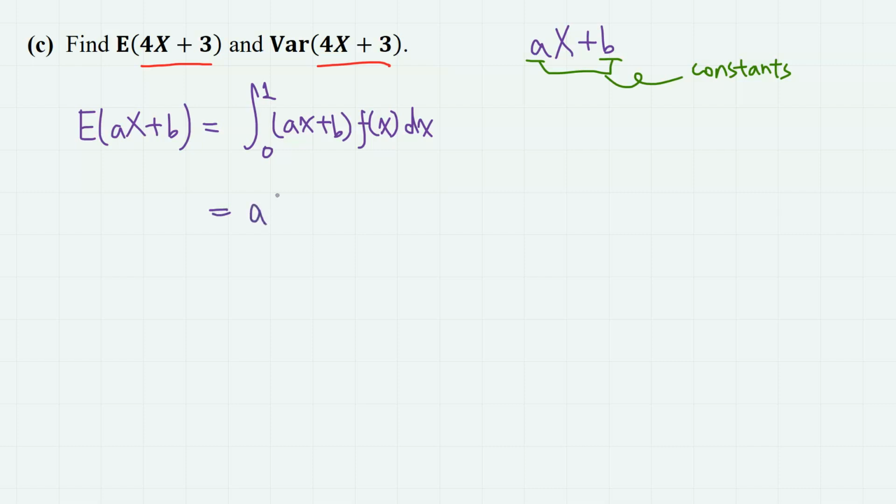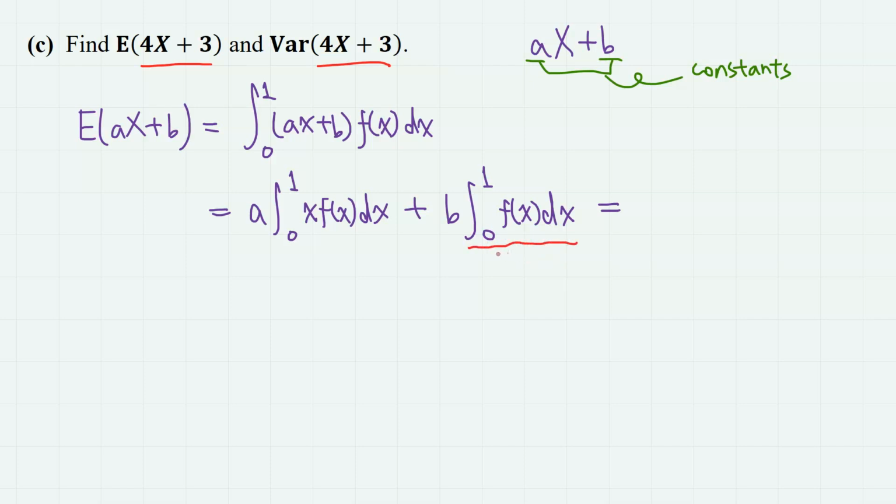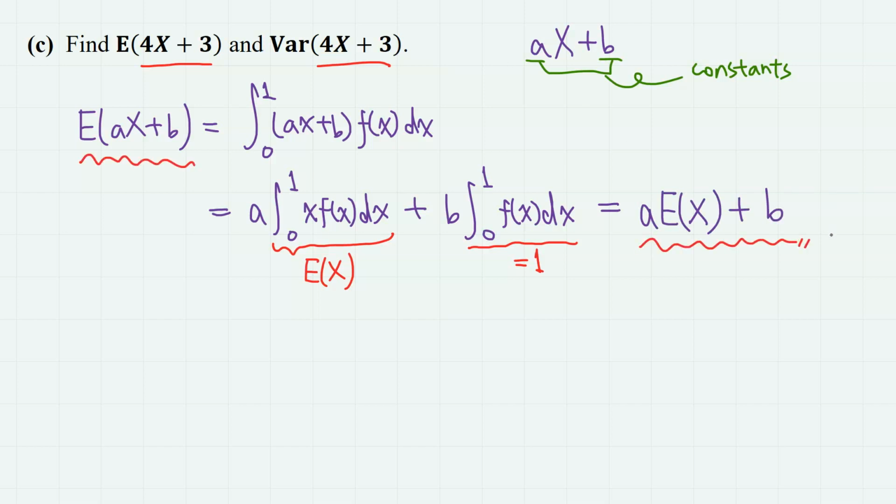Then we have a integral x f(x) dx plus b integral f(x) dx. Here, this is the integral of the probability density function over the entire domain, so this is simply 1, which is equivalent to the sum of all probabilities. And this part, the integral of x f(x), is just the expected value of variable capital X. So we have a times expected value of X plus b. So we obtained this property.